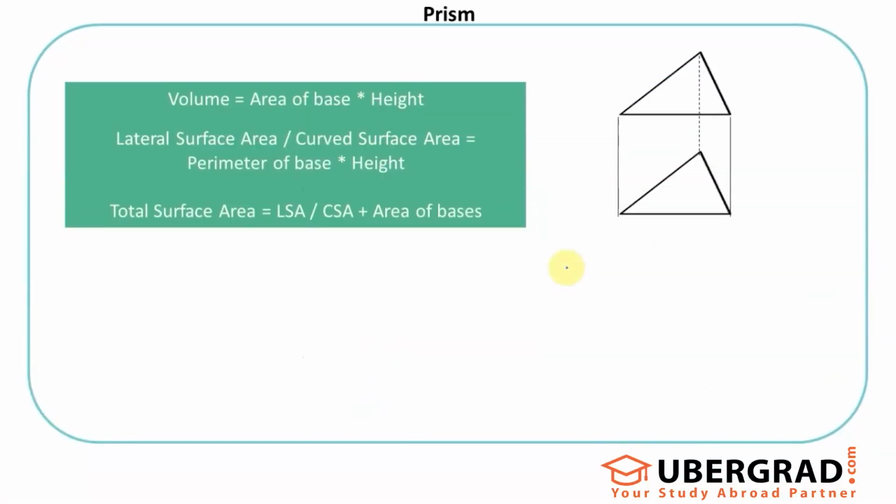Now, prism is a generic word for all the 3D figures of a certain type, like cuboid, cube, cylinder. All of these fall into the prism category, and this is an example of a prism with a triangle as its base.